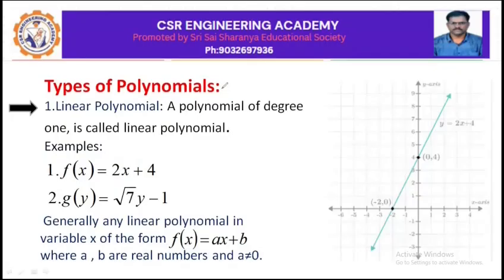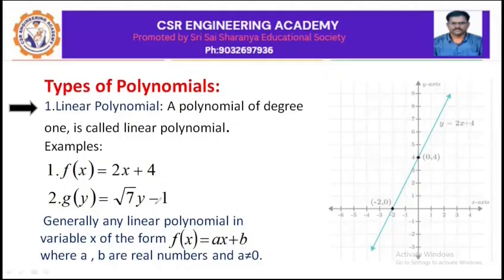Types of polynomials. 1. Linear polynomial. A polynomial of degree 1 is called a linear polynomial. Examples: 1. f of x is equal to 2x plus 4. 2. g of y is equal to root 7 y minus 1. Generally, any linear polynomial in variable x is of the form f of x is equal to ax plus b, where a, b are real numbers and a is not equal to 0. For f of x equal to 2x plus 4, the variable is x.